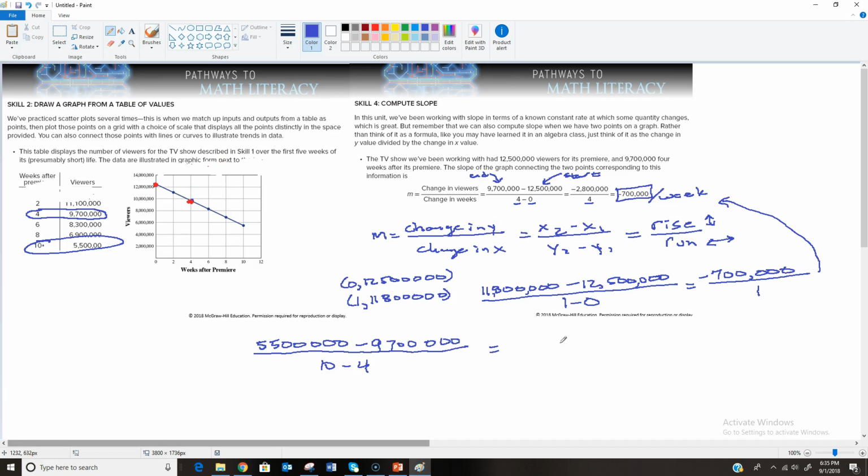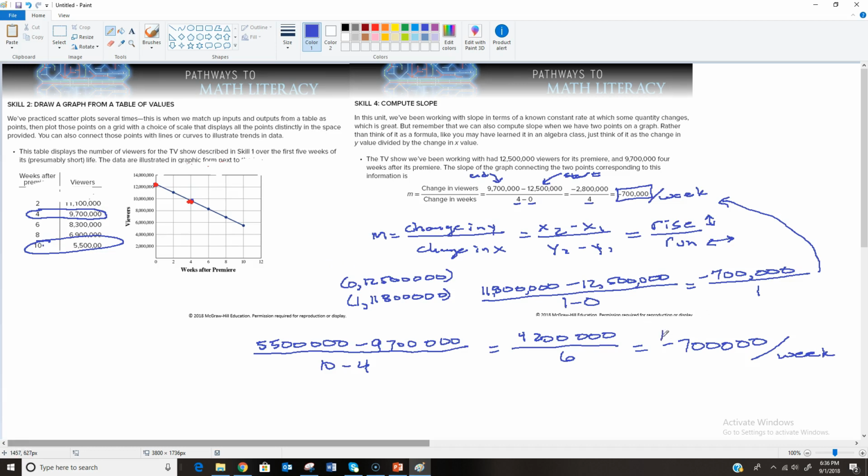So if I subtract those top two numbers, I get 4,200,000 viewers lost over a period of 6 weeks, because we went from the 4th week to the 10th week, so over 6 weeks. If I divide that, I again get 700,000 per week, or negative 700,000 per week. So I don't want you to think that when you're computing a slope that you have to pick any magical 2 points. You can pick any 2 points that are on that line and you can compute the slope.